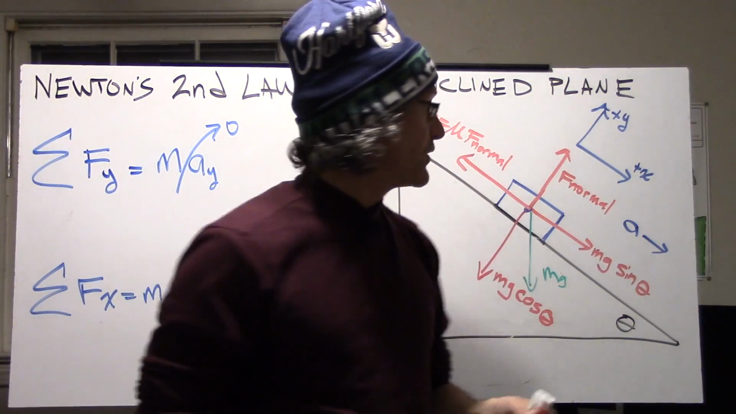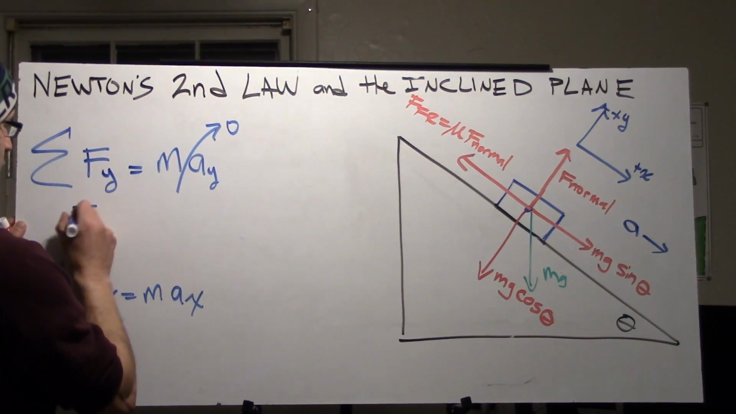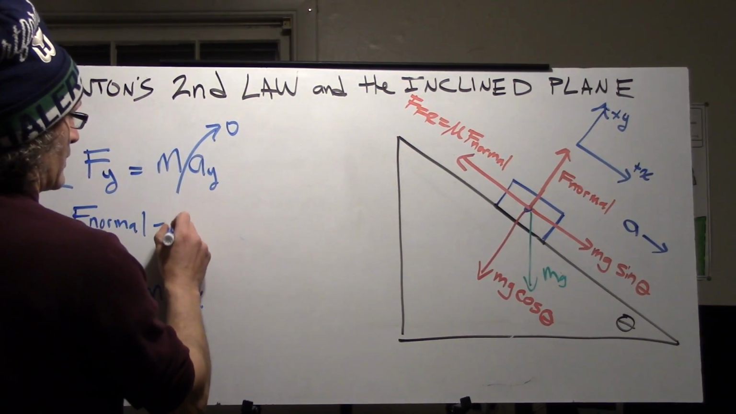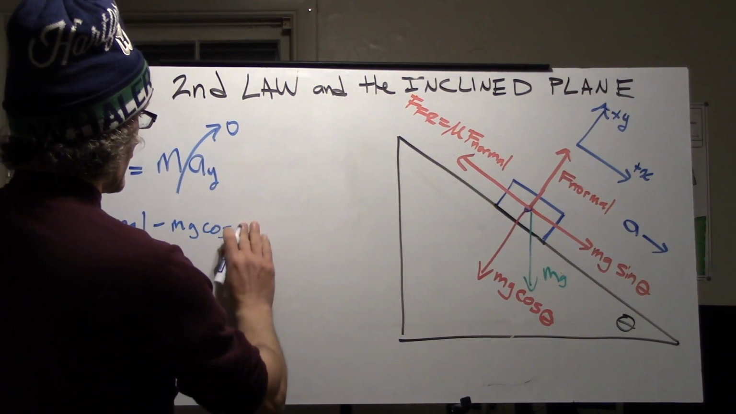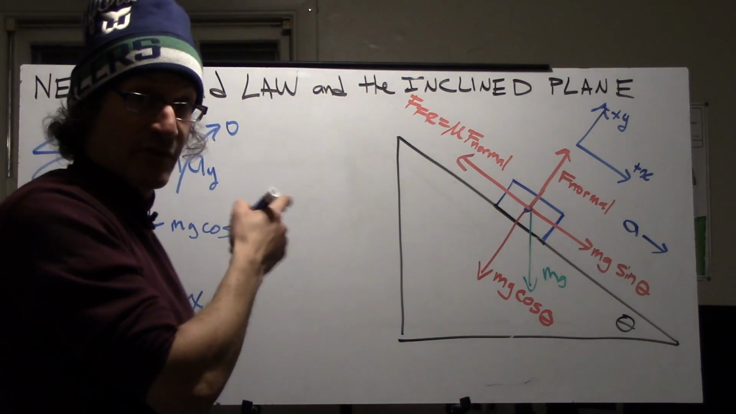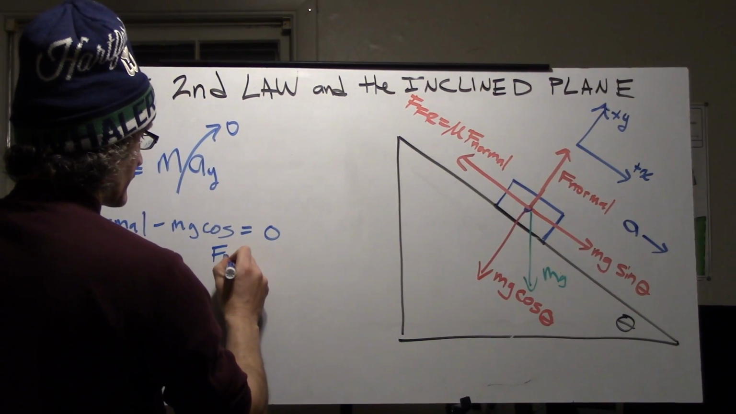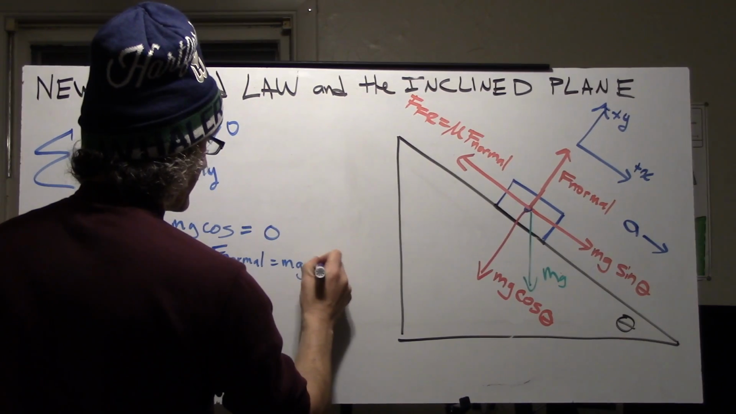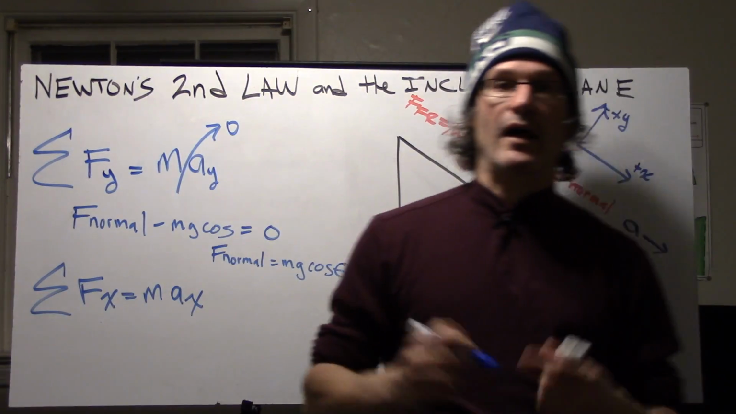So let's write down what we have. In the positive direction, we've got force normal minus mg cosine theta. All from the diagram. This is why we make the diagrams and why it's an absolute requirement. And that equals 0, thanks to the acceleration in the y direction equals 0. All right, so what does that say? It says that the force normal is equal to mg cosine theta.